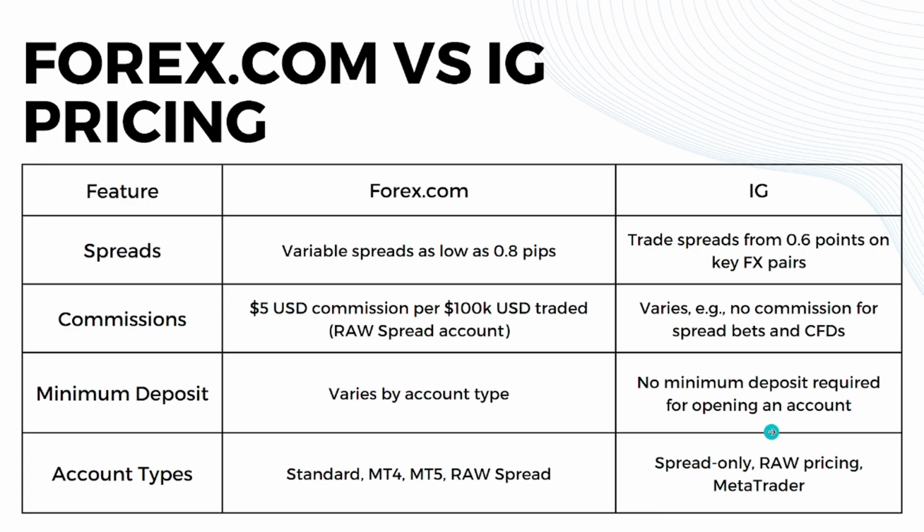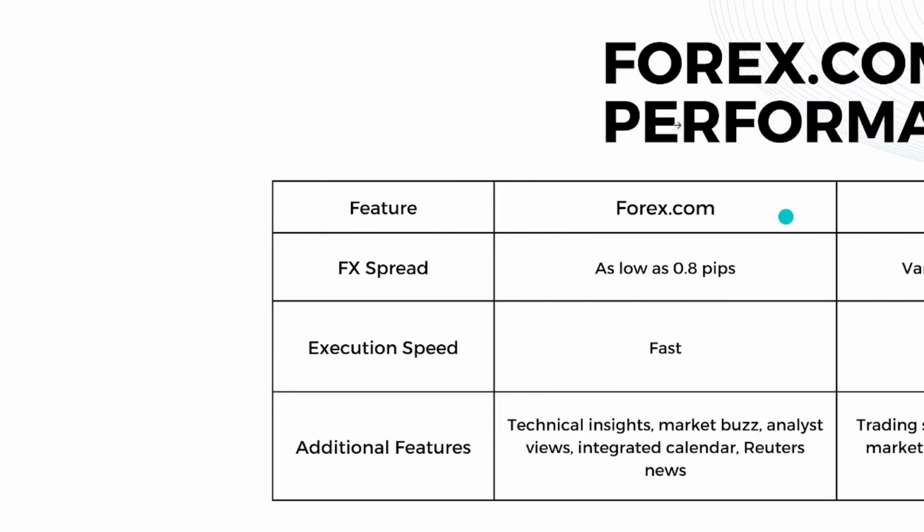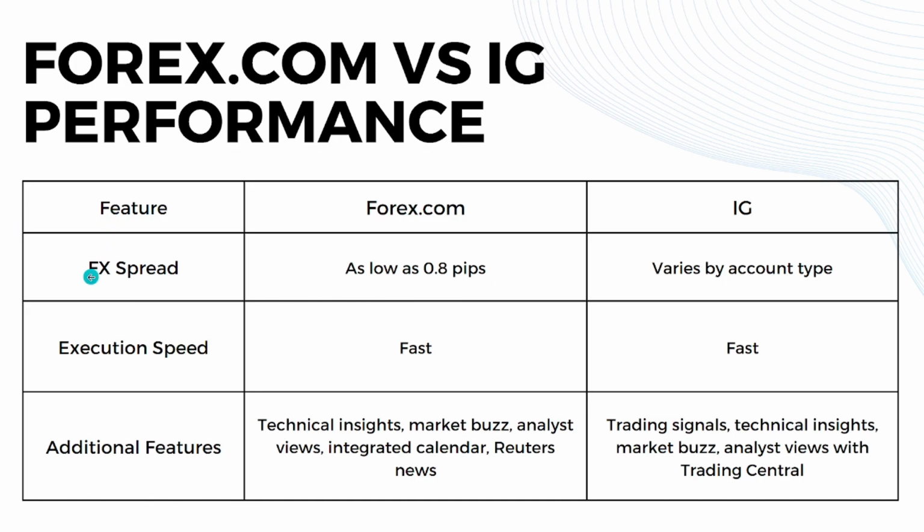So yes, that's it for the forex.com and IG pricing. So now let's go directly to the performance comparison. So when it comes to FX spread, as I said earlier, forex.com offers as low as 0.8 pips, while IG offers 0.6 points, and it varies by account type. And when it comes to execution speed, both platforms are fast.